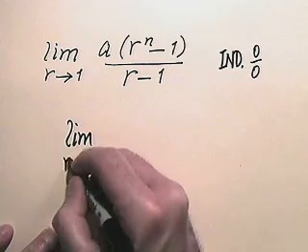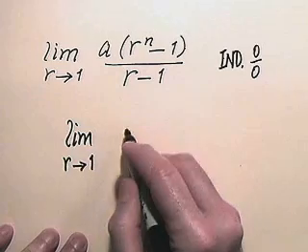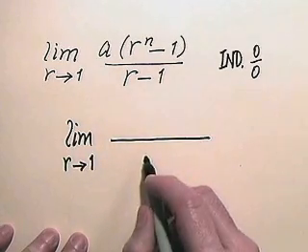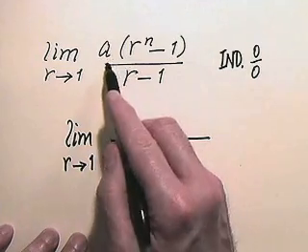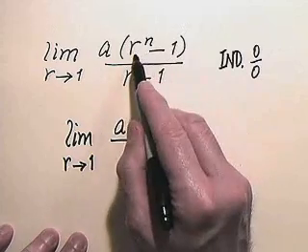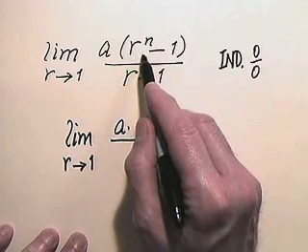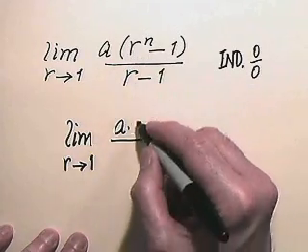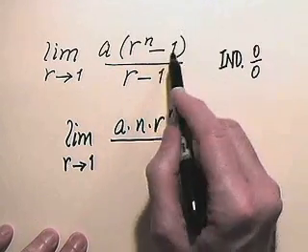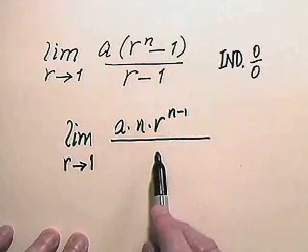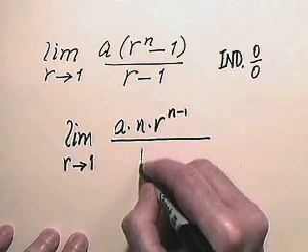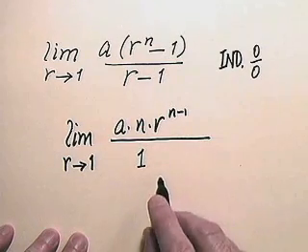Try again. So we want to look at the limit as r approaches 1 of what we get by differentiating the numerator and the denominator separately. Well, here we would have a times the derivative of what's in the parenthesis. The derivative of r to the n with respect to r is n times r to the n minus 1, and of course the derivative of 1 is 0. So that's all we'll get for the numerator. The derivative of the denominator with respect to r is simply 1.